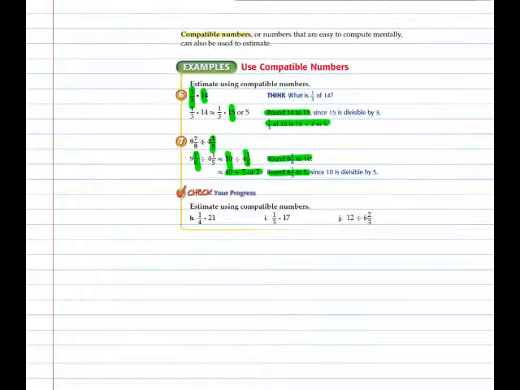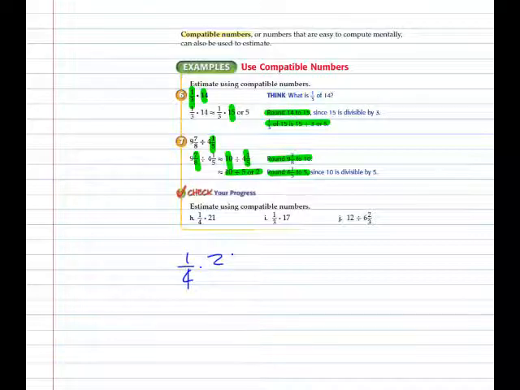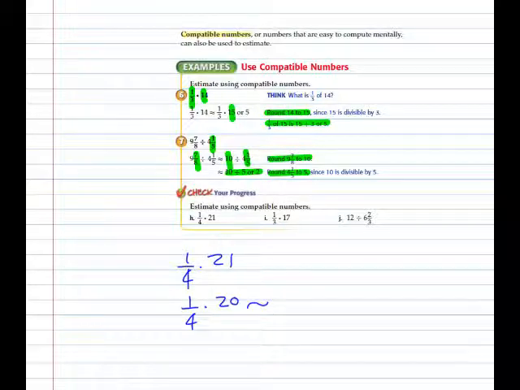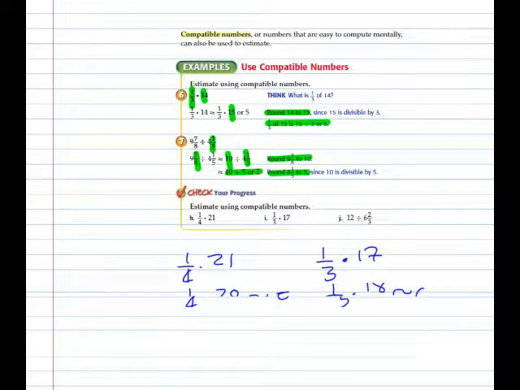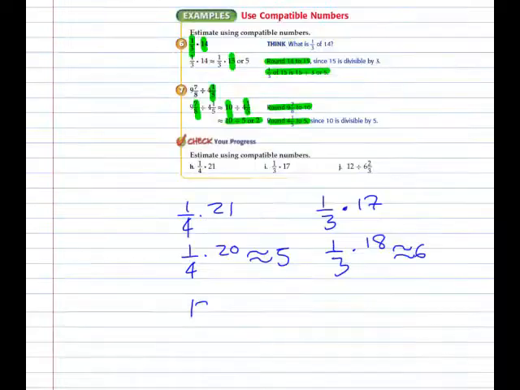In example H, 1/4 times 21. We're going to round 21 to 20, make it compatible. 1/4 of 20 is approximately 5. In our second example, example H, 1/3 times 17. We're going to leave the 1/3. We're going to round 17 to 18 to make them compatible. 1/3 of 18 is approximately 6.